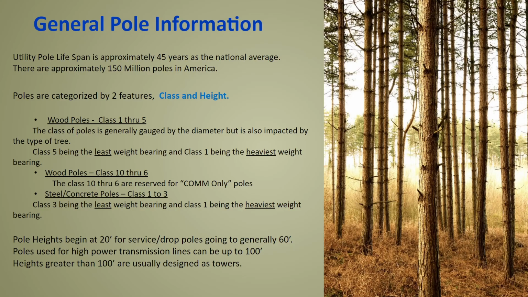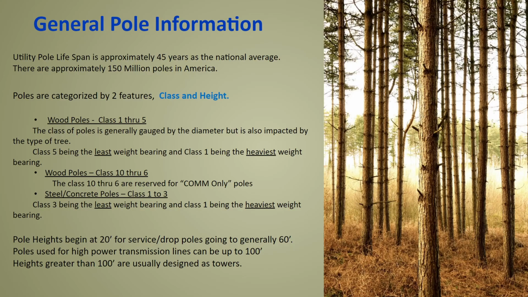So poles are categorized by two features: the height of the pole, which is obvious, how tall is the pole, and then there's the class of the pole, and that's how big around the pole is. So those classes go from class 1 to 5. The biggest majority of poles you see on the side of the road are between 1 and 5. Class 1 being the biggest around, the heaviest class, all the way down to pole class 5.